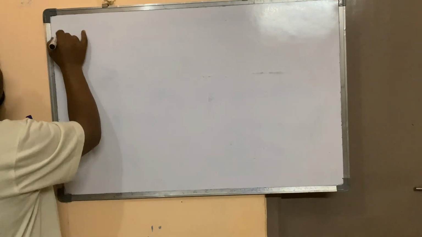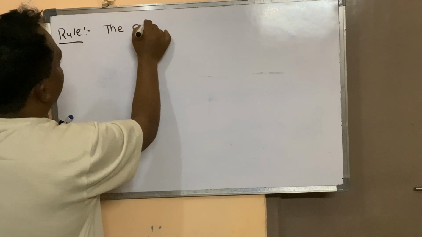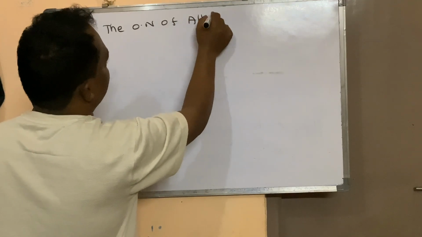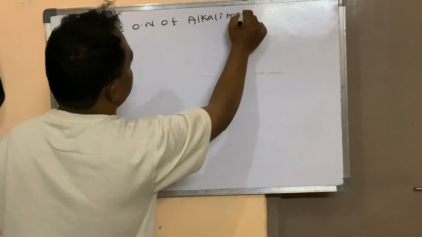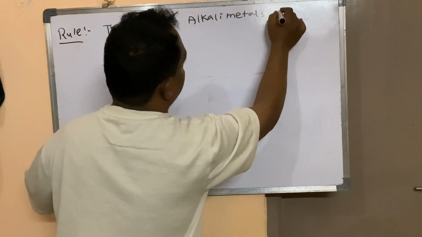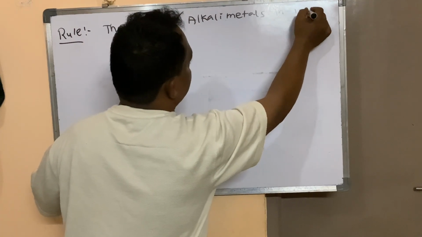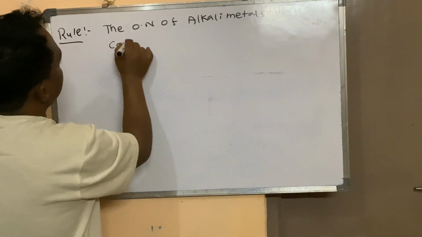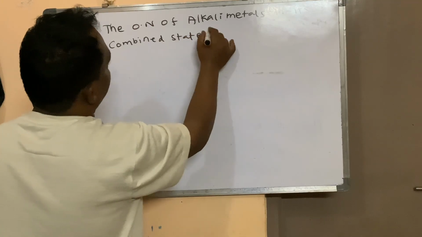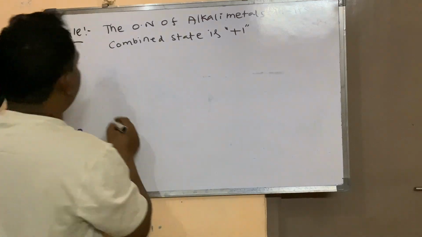Right. Rule number 3. The oxidation number of alkali atoms or alkali metals in its combined state is plus 1. So do you know what will be alkali metals?